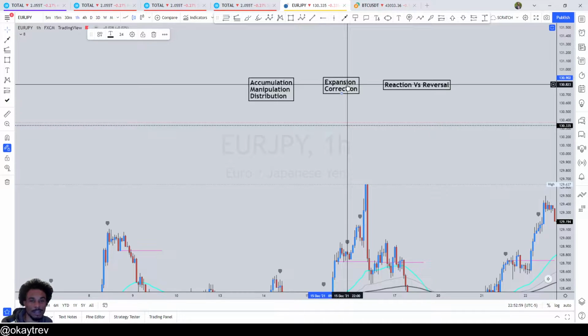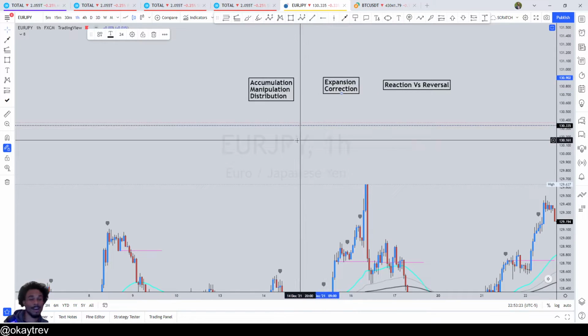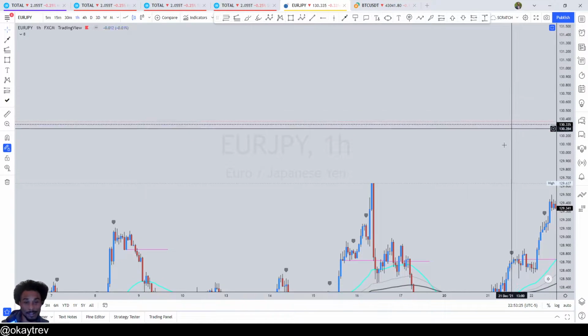If you can understand accumulation, manipulation, distribution, and how you have expansion and correction moves inside of those, that's gonna form an overall reaction that's gonna then help you determine where to enter for the reversal. So let's go ahead and hop into all that, right?